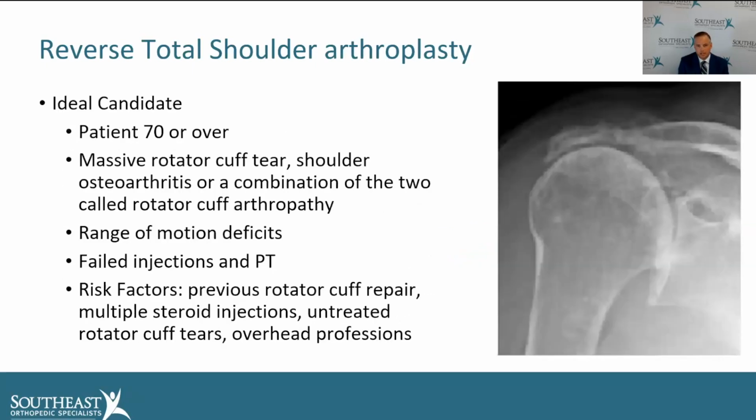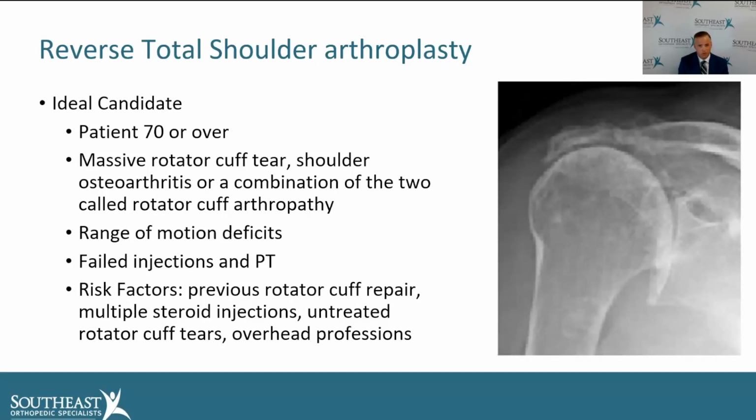So who's the ideal candidate? For me, the ideal candidate is a patient over the age of 70, a patient with either a massive rotator cuff tear, which I don't think is repairable, or some shoulder arthritis, or a combination of the two. We call this rotator cuff arthropathy. We talked about that before. Ideally, a patient has range of motion deficits. If they have really, really great range of motion, I tend to favor conservative management. They've failed injections and physical therapy.